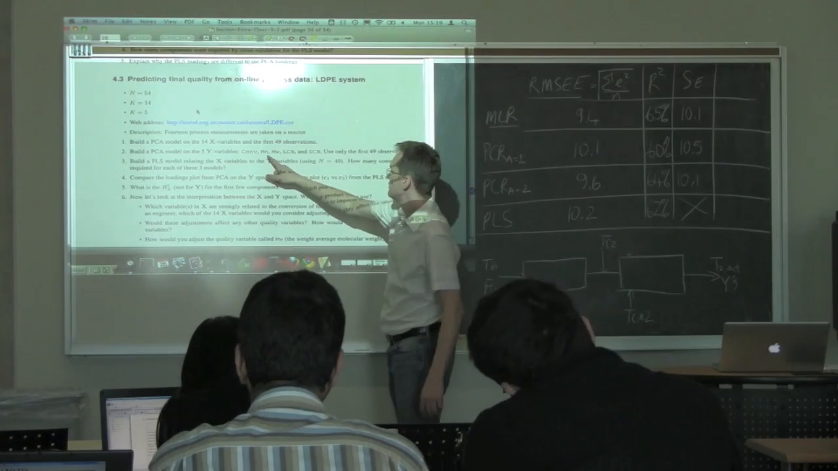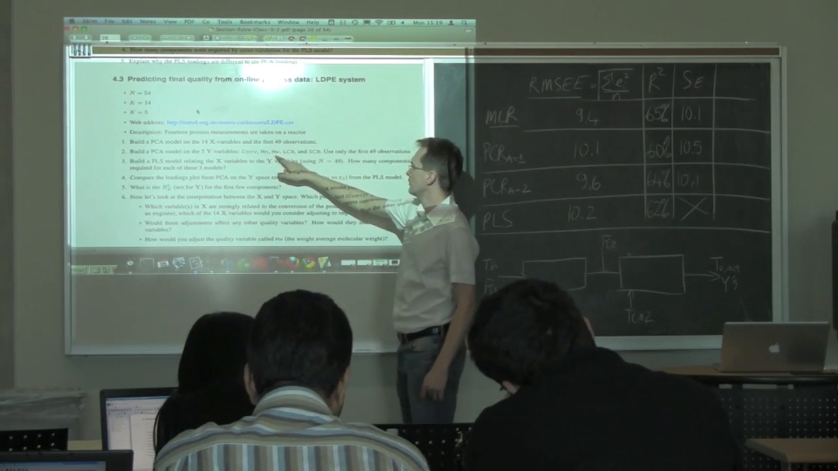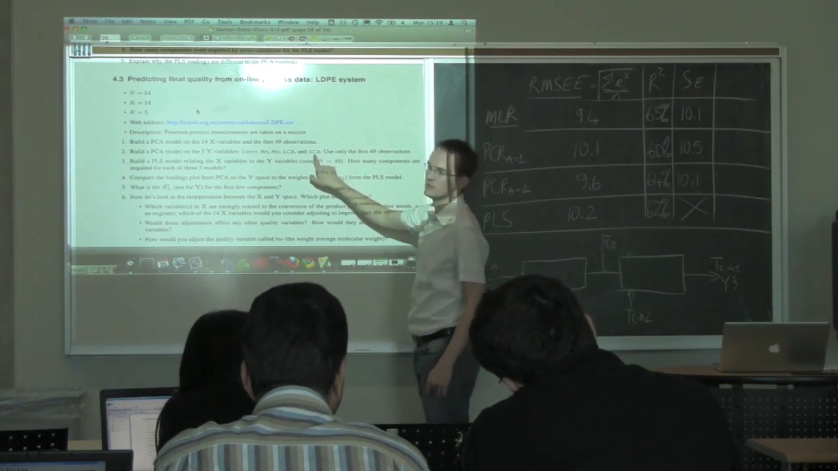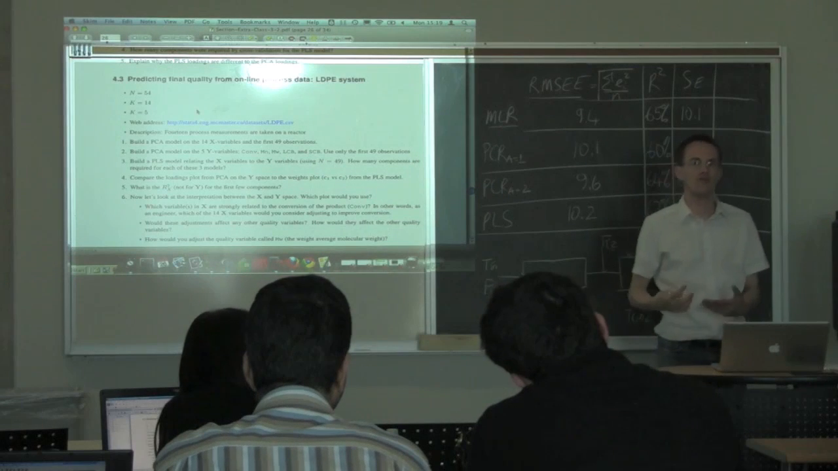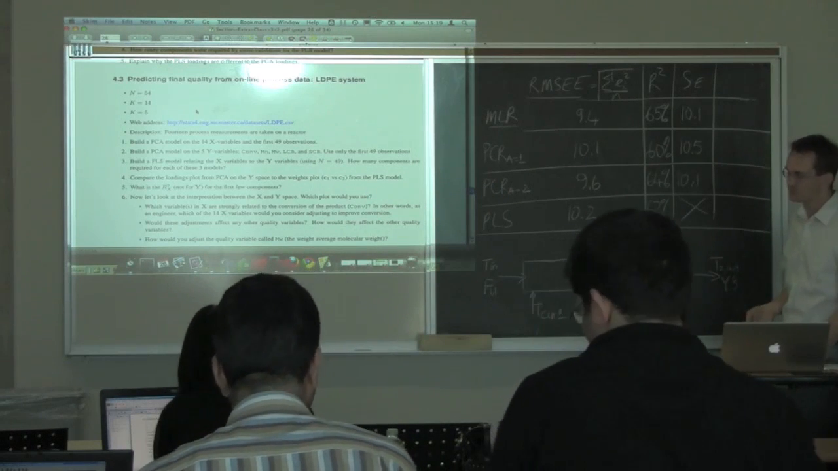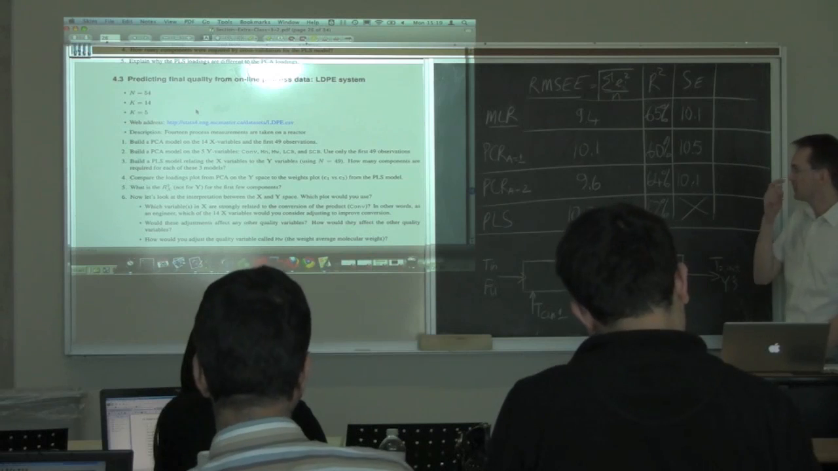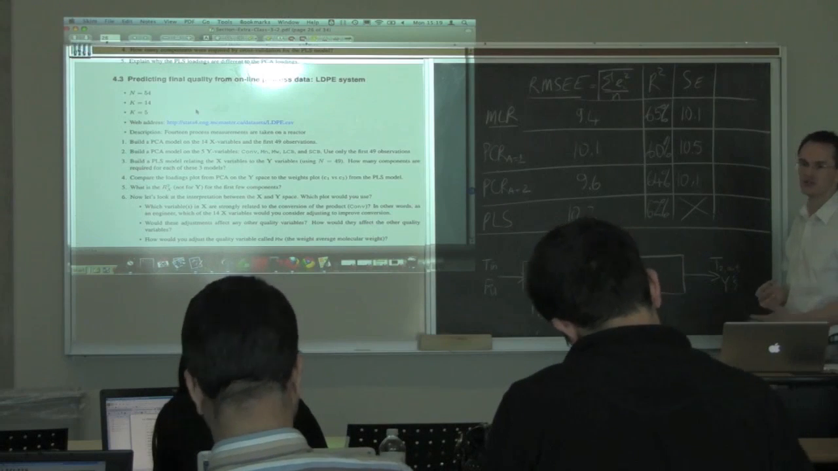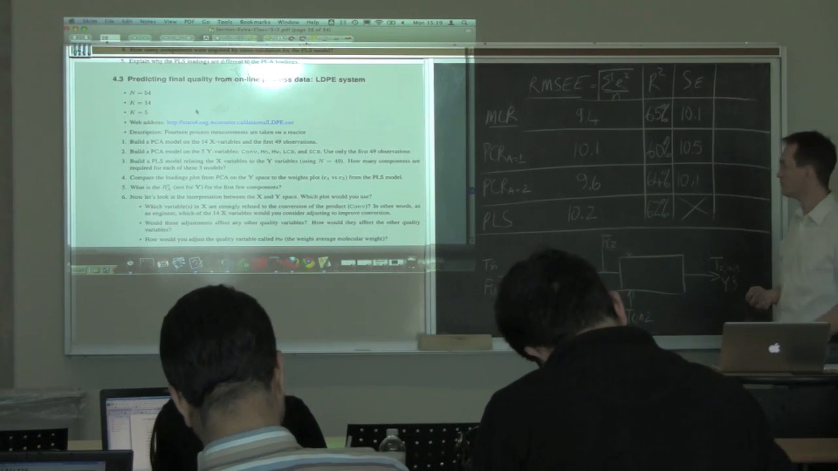The Y's are conversion, number average molecular weight, weight average molecular weight, number of long chain branches, and number of short chain branches of this LDPE. And there are 54 observations in the data set. We'll just use the first 49 to build the model.